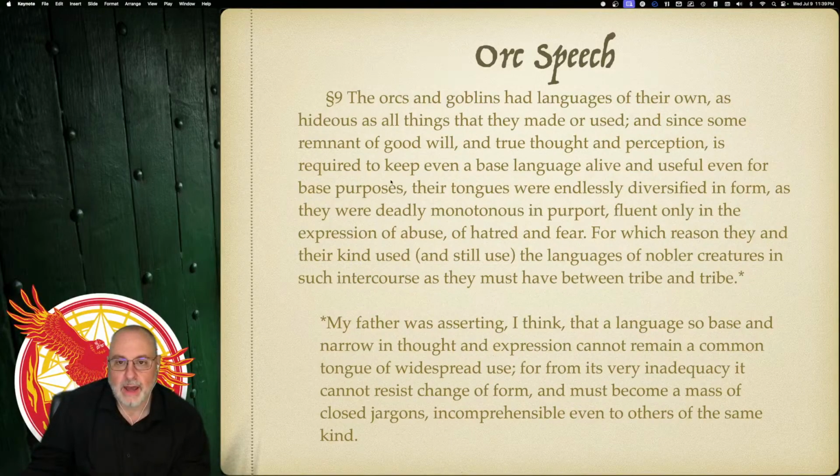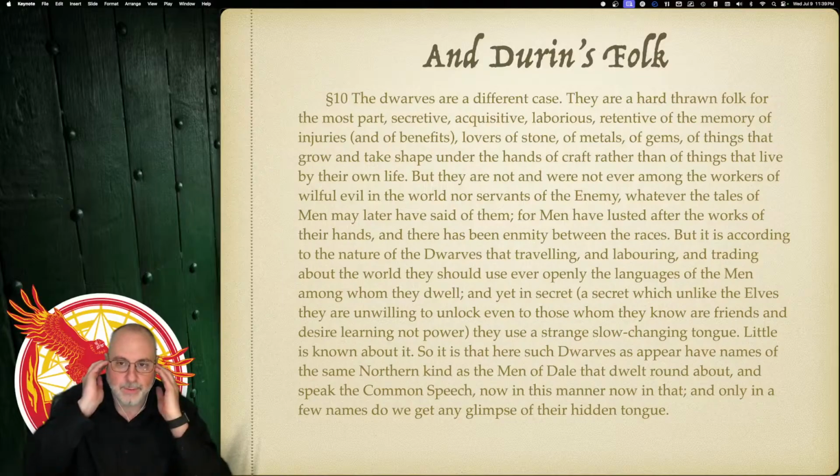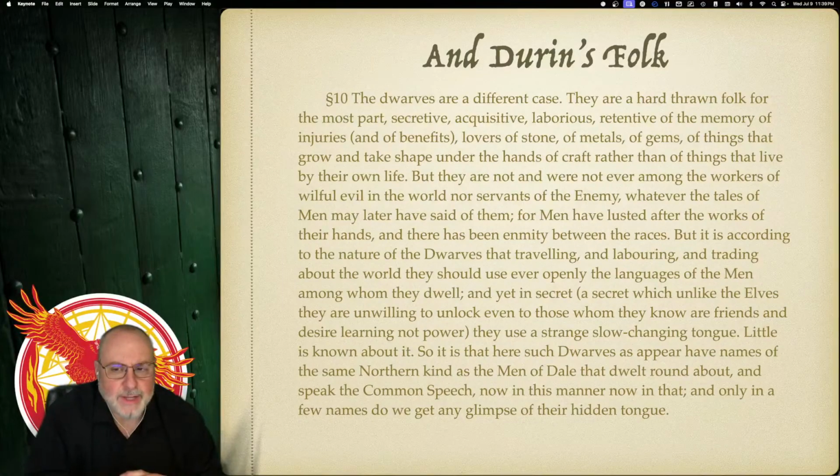Okay, running out of time. Continuing through. The dwarves are a different case. They are a hard-thrown folk, for the most part, secretive, acquisitive, laborious, retentive of the memory of injuries and of benefits, lovers of stone, of metals, of gems, of things that grow and take shape under the hands of craft, rather than of things that live by their own life. But they are not and were not ever among the workers of willful evil in the world, nor servants of the enemy. Whatever the tales of men may later have said of them, love that so much.